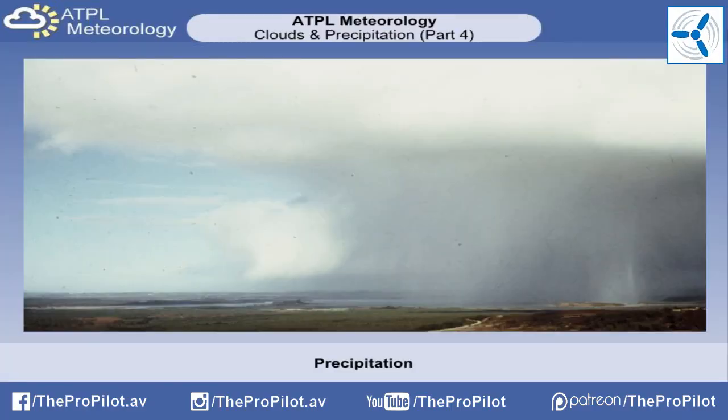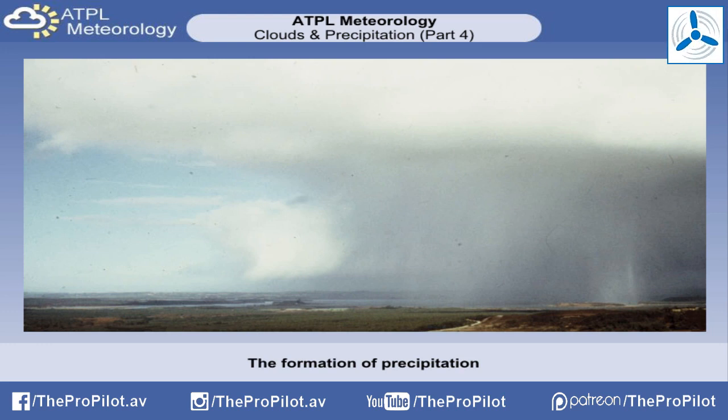Through the rest of this lesson, we are going to examine precipitation, how precipitation is formed, the different types of precipitation, their durations, intensities, and the associated cloud types. First of all, how is precipitation produced?